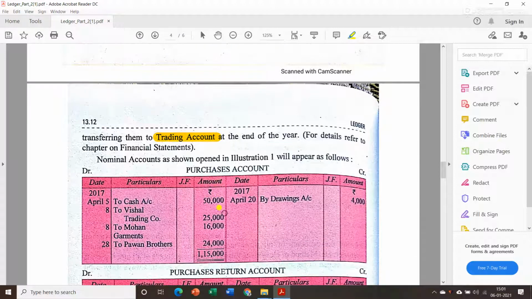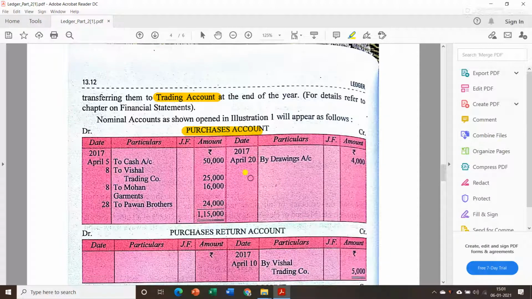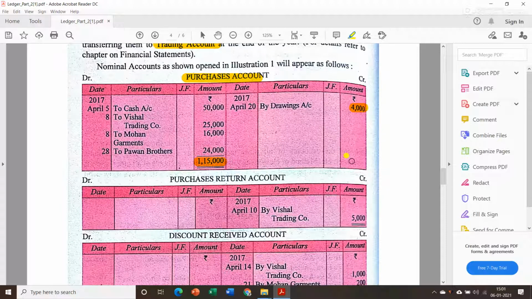Now take the nominal account, that is the purchases account, as we have seen in the previous session's illustration, where we had 1,15,000 on the debit side and only 4,000 on the credit side. But since it is a nominal account, we don't need to balance it. We don't have to find the total, or the balance brought down or balance carried down.